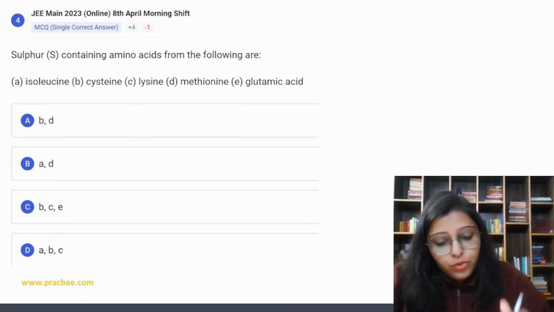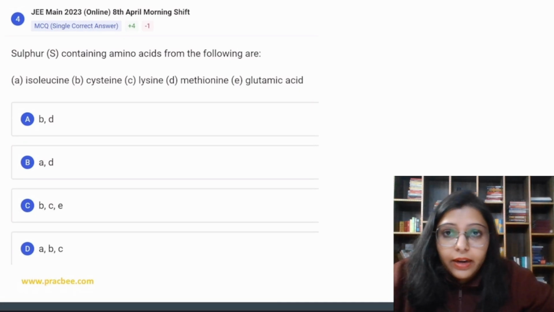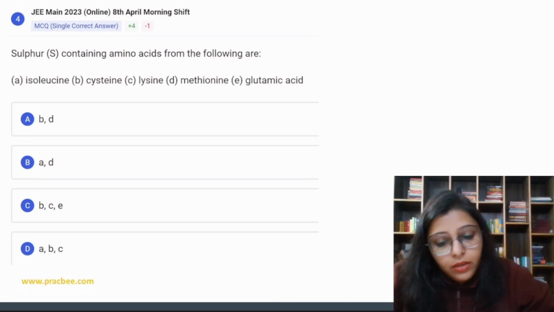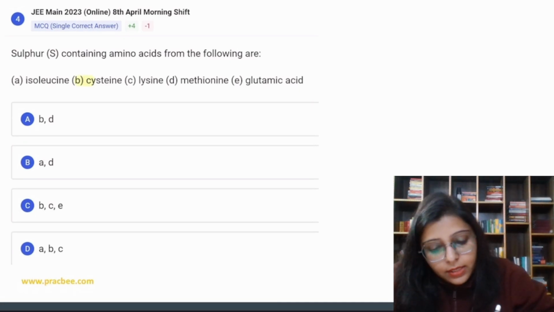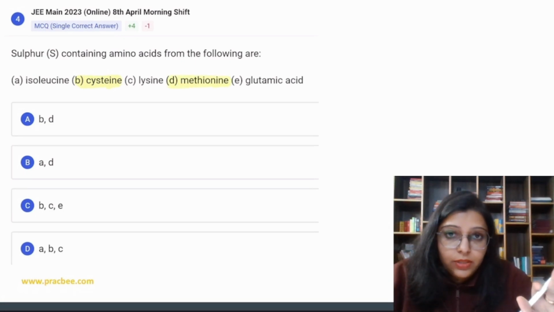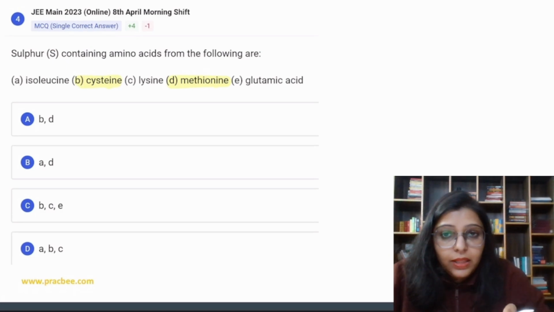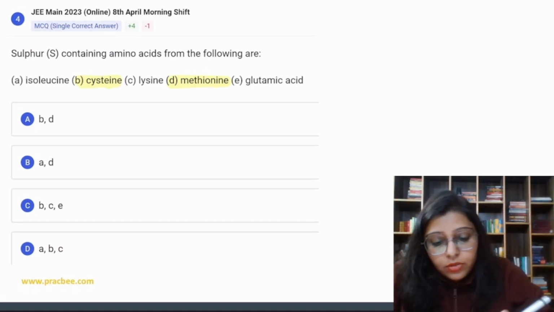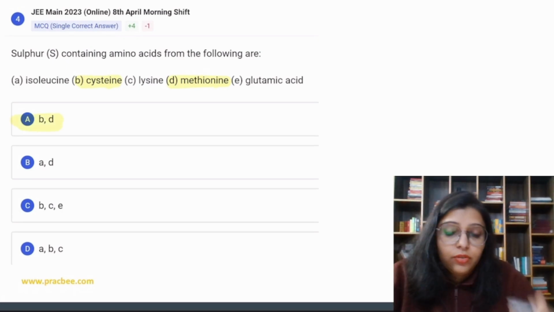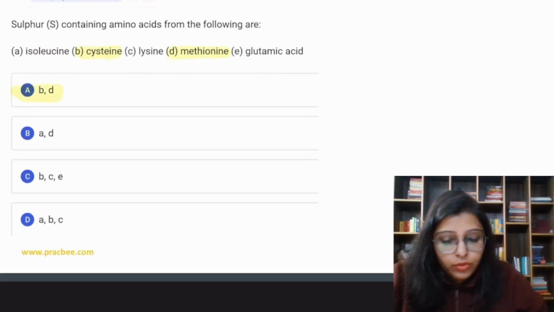Now, next question. Sulfur containing amino acids from the following are, you should know the structures, that is cysteine and methionine. Thio means sulfur is present. So in cysteine and methionine we have sulfur. So this is going to be the correct one, that is B and D. Learn the structures of amino acids. You can solve questions in no time.